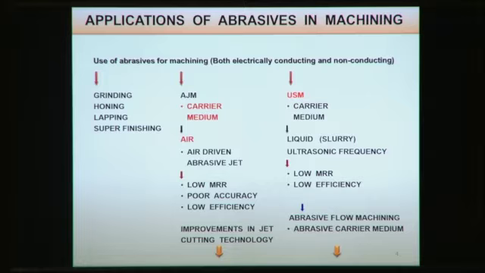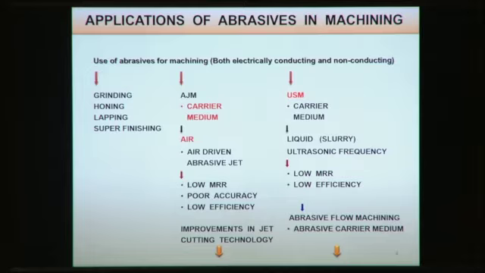Next, abrasive particles are used in abrasive jet machining, which we have already discussed. The carrier medium is air, or any inactive gas can also be used. Generally air is used because it is cheap and easily available. The disadvantage of abrasive jet machining is that the material removal rate is low, and the surface finish and machining efficiency are also low.